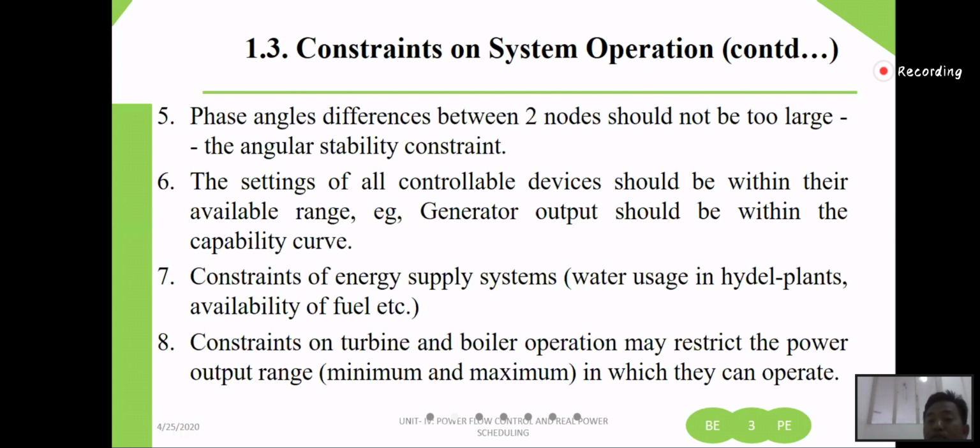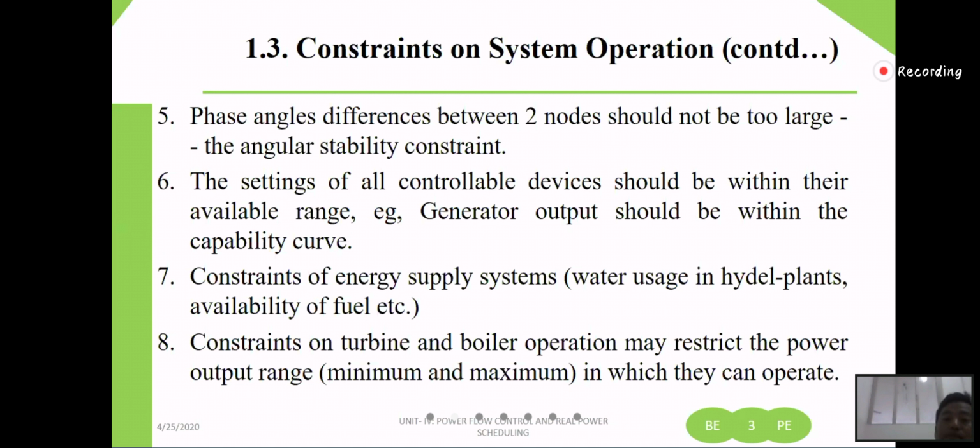Then the phase angle between two nodes should not be too large. If there is a very large phase angle, then the angular stability constraint will come into the picture, which means there will be disturbances. When you change the control variable, it should not create too large an angular stability problem. Then the setting of all the control variables should be within their available range. For example, generator output should be within the capability curve. You cannot set it beyond that, it should be within the range.